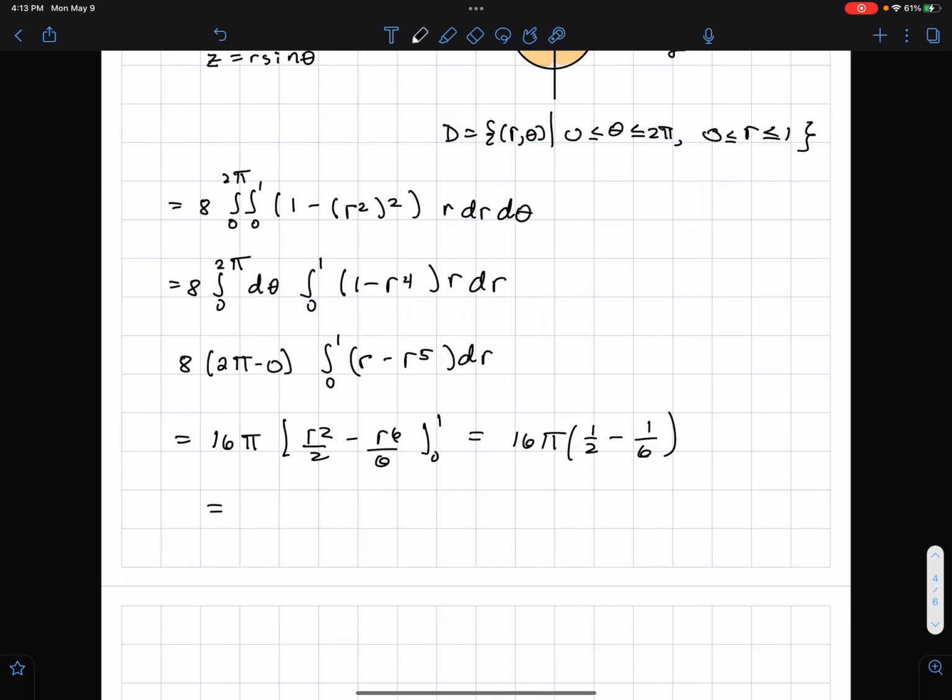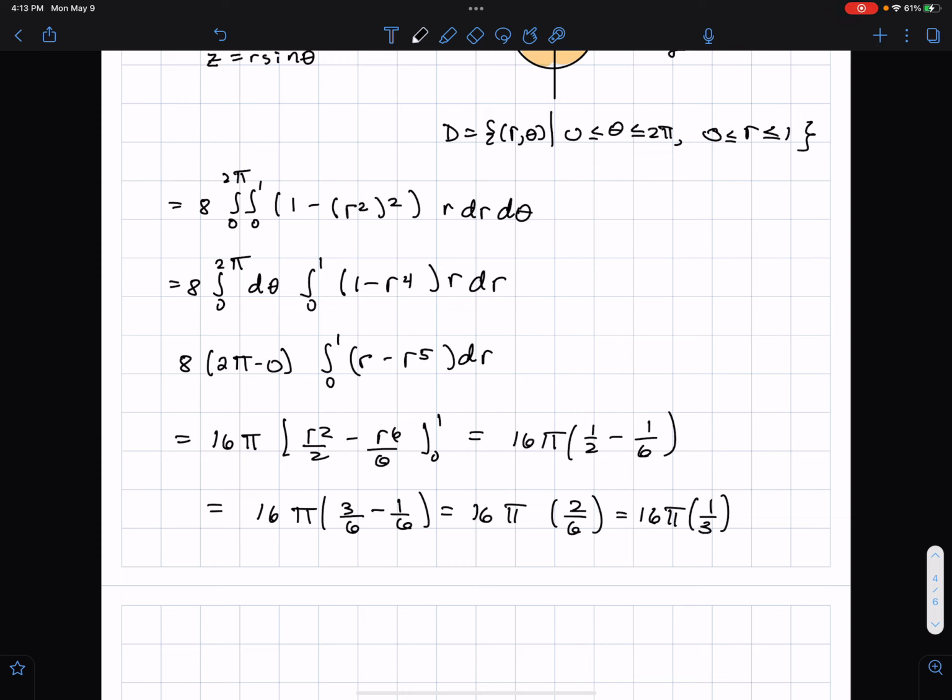I'd be so happy if I get this right. Setting a low bar for myself, but anyway. 3/6 minus 1/6, 16 pi times 2/6, which is 16 pi over 3. I don't think it is right. Or maybe it is. Mr. Gloom and Doom. It is right. All righty. Okay.